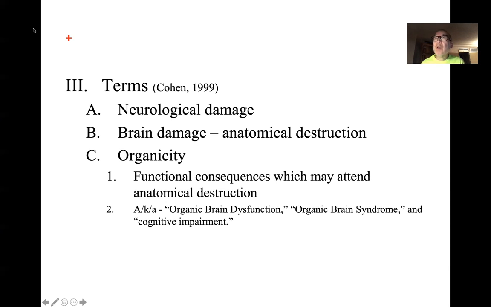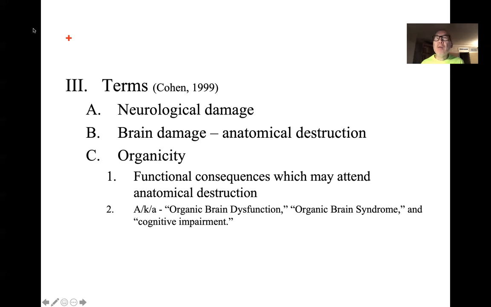So when they're having difficulty with impulse control, they're acting out aggressively whenever they get frustrated, where they never did before the car accident. That is what's referred to as organicity, the poor impulse control. Or if they're having difficulty getting to the bus stop on time ever since that car accident, or difficulty getting to work on time, and so on. That is organicity, it's a functional consequence of the anatomical destruction or damage.